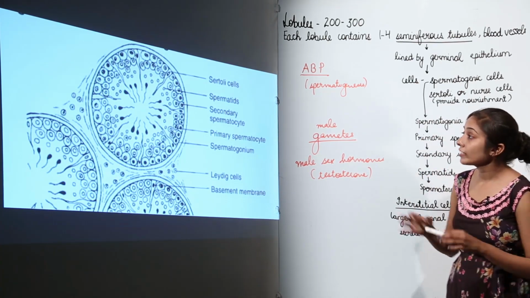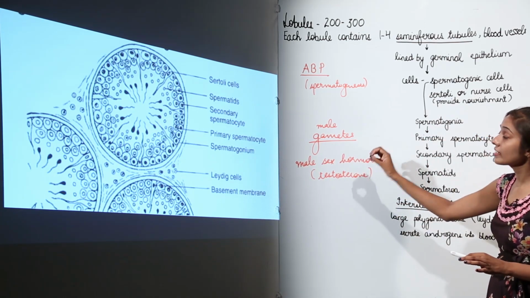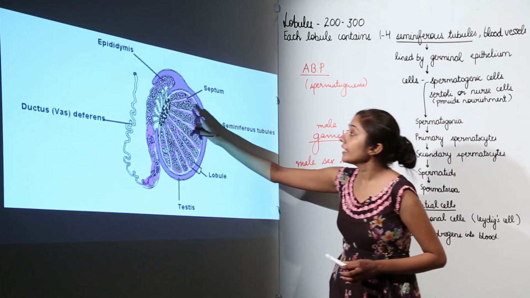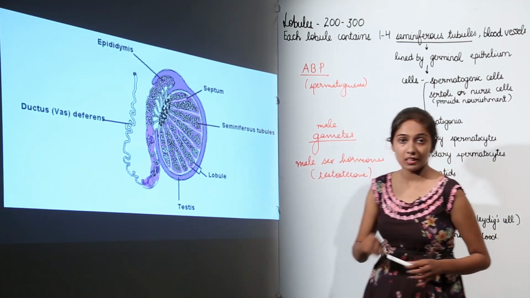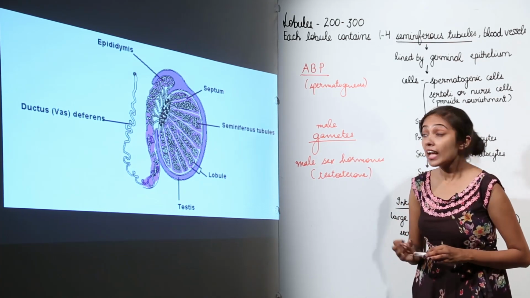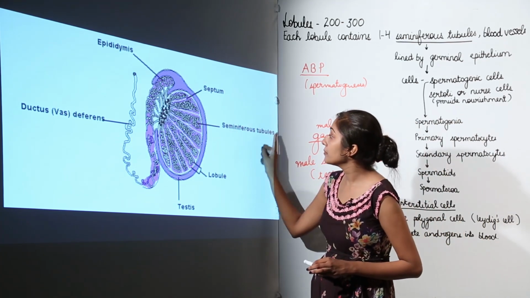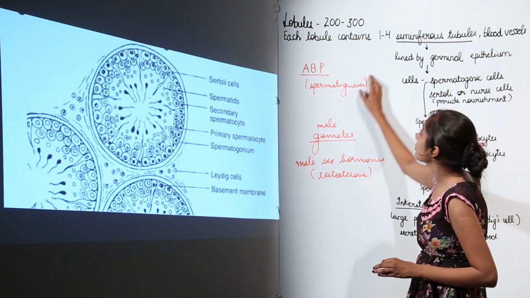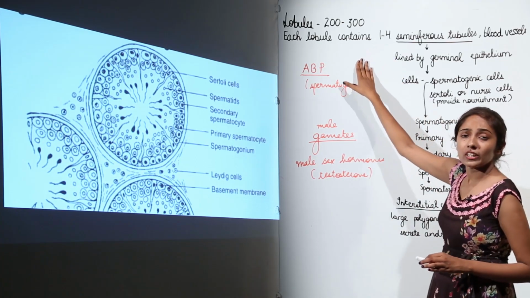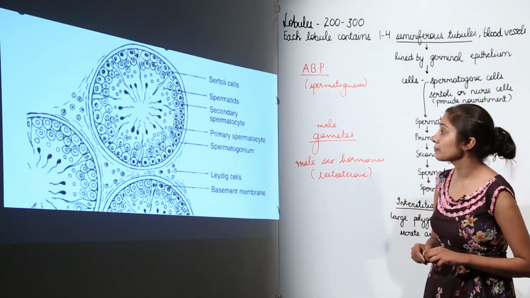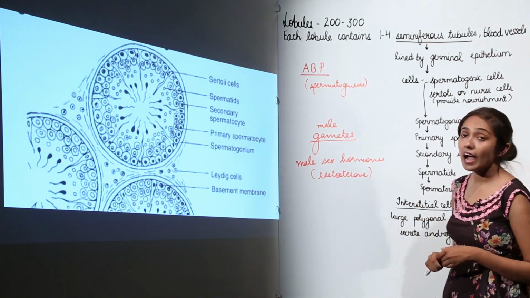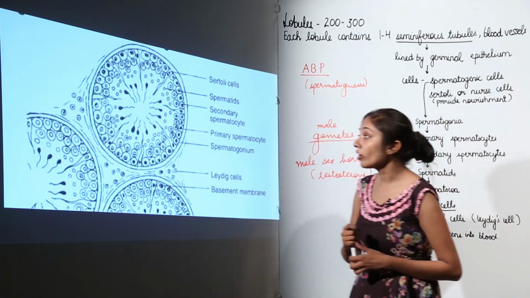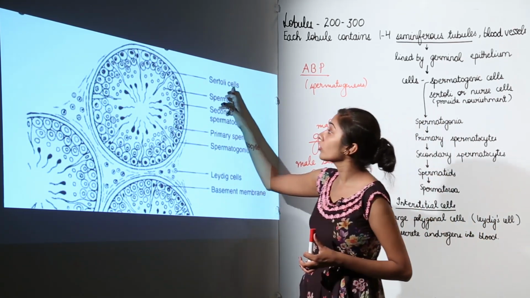So what we have done till now is we have discussed that inside the testes, the septum is dividing the testes into many lobules, around 200 to 300 lobules. Inside these lobules, we have seminiferous tubules, 1 to 3 in number, sometimes 1 to 4 also. Remember that each lobule contains around 1 to 4 seminiferous tubules. Then inside the seminiferous tubules, we have in majority cuboidal spermatogenic cells, and in minority some large cells that we call Sertoli or nurse cells.